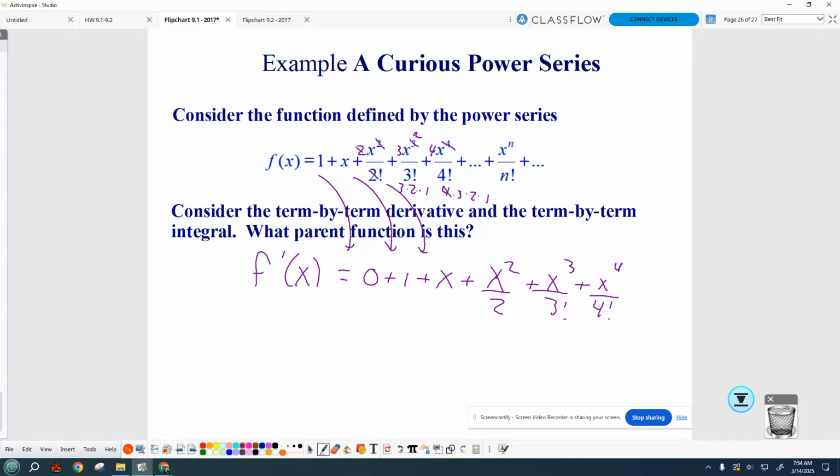The factorial is going to end up being multiply by the power, lower the power. It's going to be x to the n minus 1 over n minus 1 factorial. Isn't it giving itself back? It is its own derivative. So what do you think this function is? Yep.